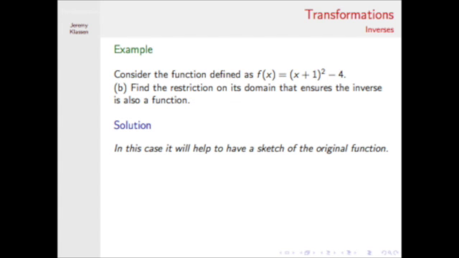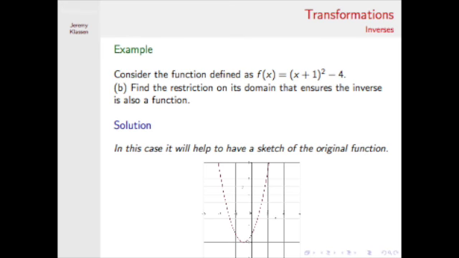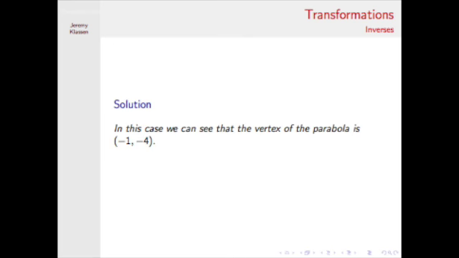And you know what? In this particular case, it will probably help if you had a sketch of the original function so you can really see what's going on. So here's the original function. I'm sorry, the graph goes slightly off the screen there, but you can see what you need to see here. Notice it's a parabola that opens up with a vertex at (-1, -4). And so let's step back a bit. And as I said, it's a parabola with a vertex of (-1, -4).